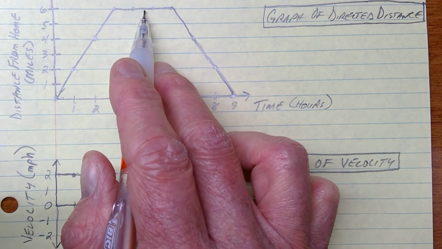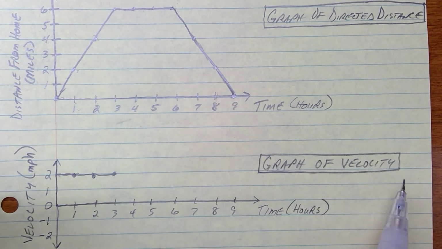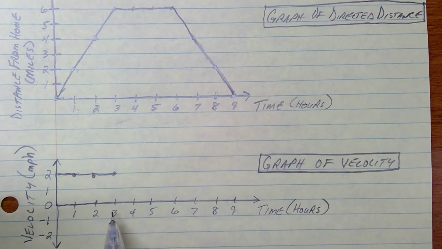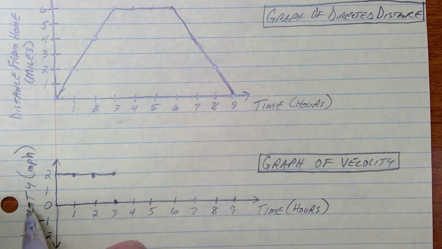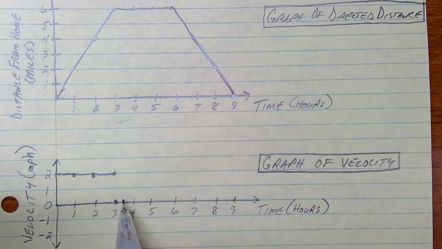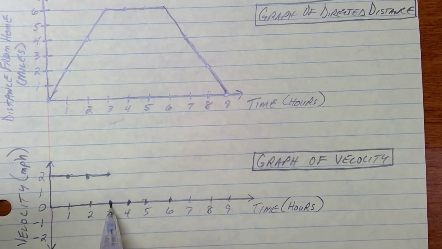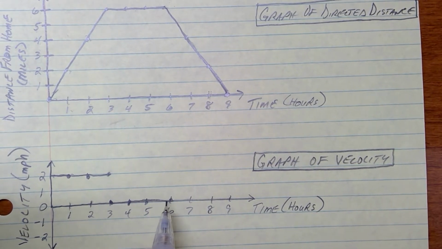So slope 0, slope 0, slope 0. So my velocity for those next 3 hours is 0, down here at 0 miles per hour. See, velocity in miles per hour, 0 miles per hour. 0 after that hour, 0 after that hour, 0 after that hour. This is called a step function back in junior high. You can kind of see it stair-stepping.